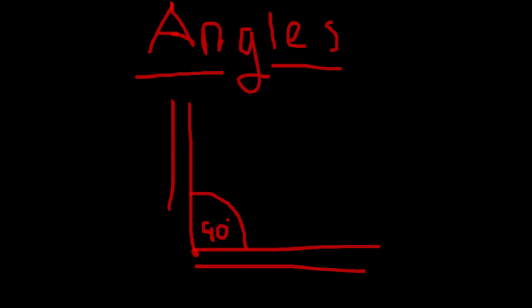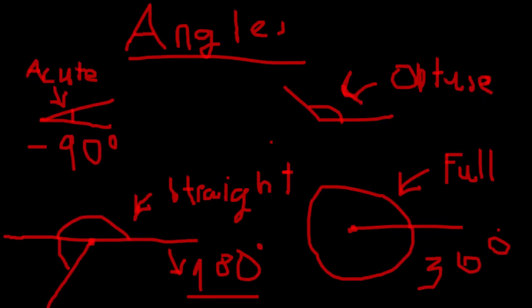Here is the vertex. Here we have an acute angle, which is less than 90 degrees. It has to be exactly minus 90 degrees, or minus a right angle. Here we have an obtuse, which is more than 90 degrees, but however it's less than 180, which is a straight angle. A straight angle is 180 degrees. A reflex angle is more than 180, but less than 360, or a full angle.